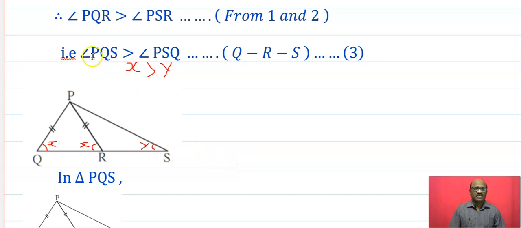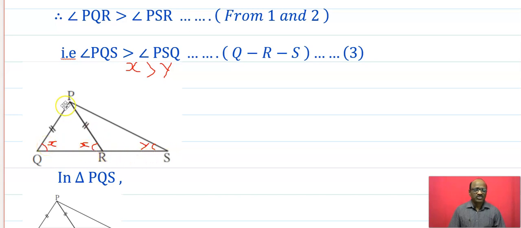The measure of angle PQS is greater than the measure of angle PSQ. The measure of these two angles is X. Suppose this is an isosceles triangle. What about here? The measure of angle PSR is Y. But this X is an exterior angle, its measure is greater than Y, and this is also X.